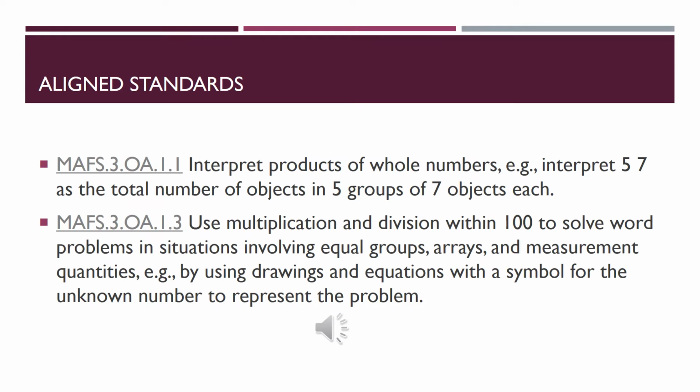The aligned standards in this lesson. Interpret products of whole numbers. Interpret 5 × 7 as a total of objects in 5 groups of 7 objects each. Use multiplication and division within 100 to solve word problems in situations involving equal groups, arrays, and measurement quantities by using drawings and equations with a symbol for the unknown number to represent the problem.